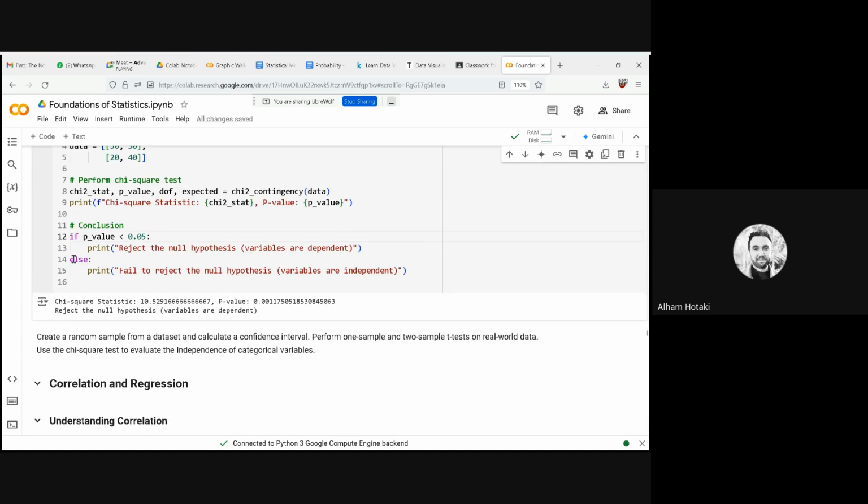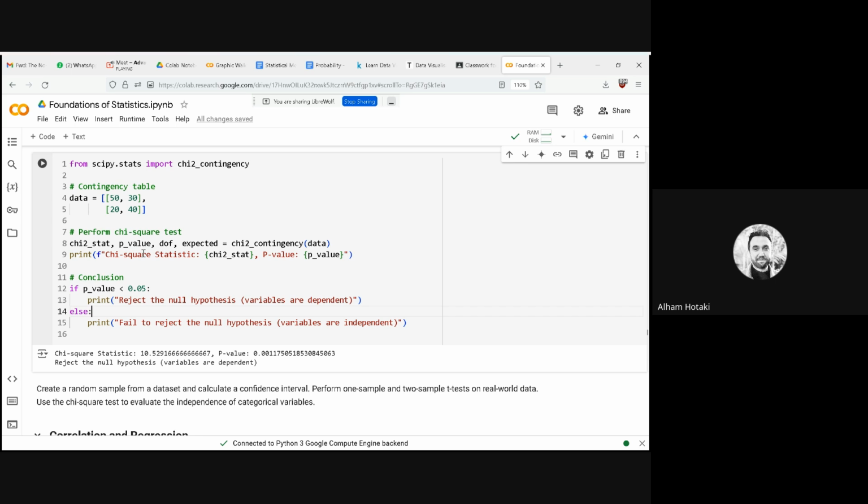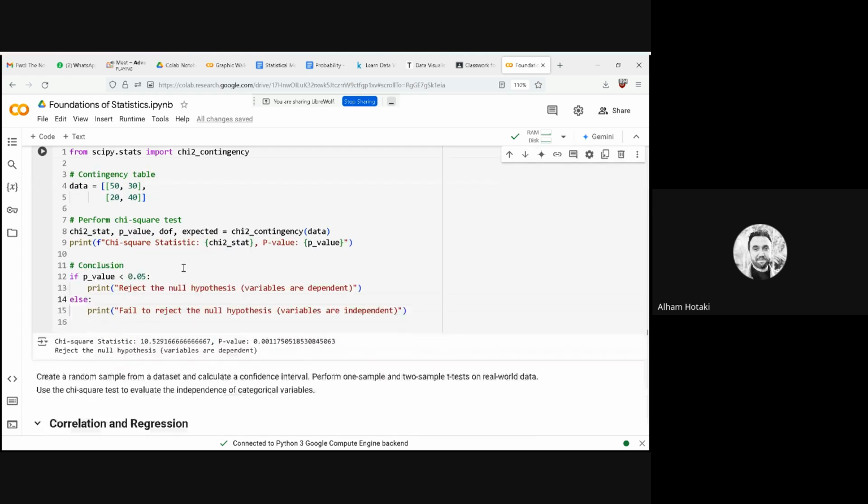So if the p-value is less than that, then reject the null hypothesis. Variables are dependent. If the p-value is larger than 0.05, then you fail to reject the null hypothesis. Variables are independent. So for this data, we conducted a contingency table and a chi-squared test, and it says the p-value is 0.001. So it is less than 0.05. It means the variables are dependent. So these variables are dependent on each other.